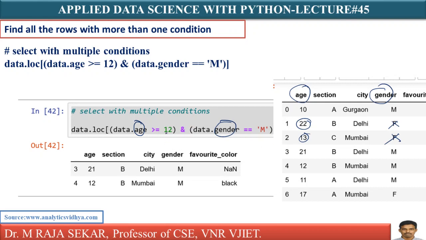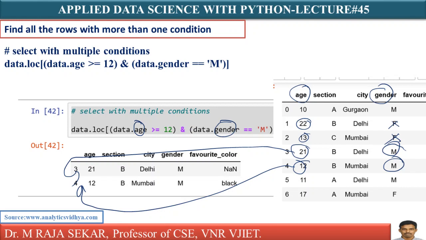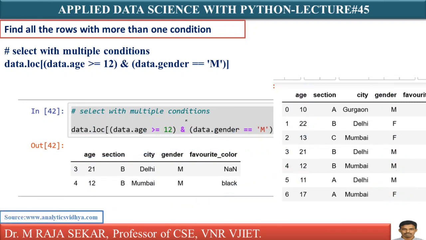In that manner, data.age is a label name. 21 is greater than or equal to 12, correct? Is the gender equal to M? Yes. Therefore, this particular row is selected. In a similar manner, you can select the other one. 12 is greater than or equal to 12 and gender is male, therefore you will get this particular row. For all other rows, 11 cannot be greater than or equal to 12. 17, even though it's greater than or equal to 12, has gender female, therefore you won't get it. It is simple. Why am I using loc? Because I'm using labels. What is the label here?